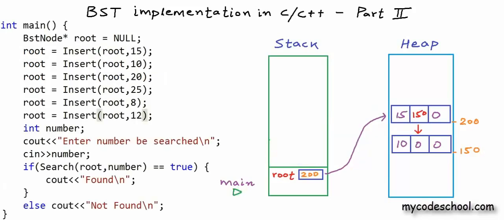Control will return back to main at this line. Root will be rewritten as 200, but earlier also it was 200, it's not changing. Next in the main function we have call to insert number 20. I'm not going to show the simulation for this one.